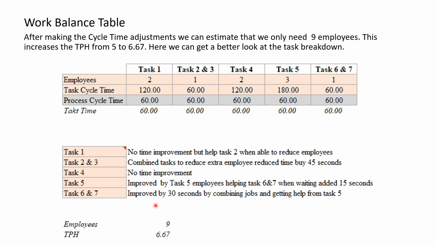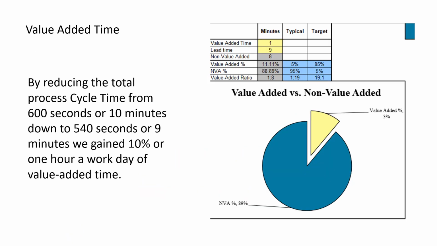And then task 6 and 7 were improved by 30 seconds by combining the jobs and getting help from task 5. So instead of wasting all the time on the toasters, the people at task 5 are listening for the toasters, but in that time, they have enough time to go wrap a sandwich or do another task. So value added time, that's what we're talking about with task 5.